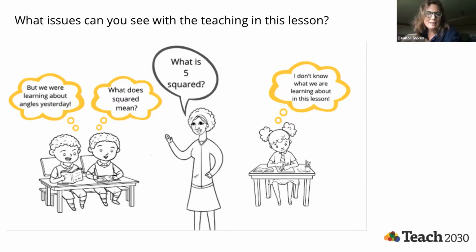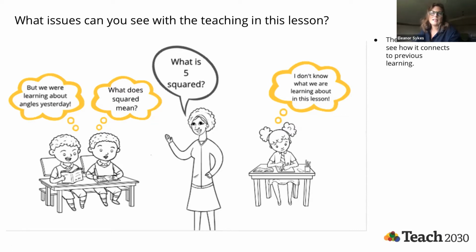But we were learning about angles yesterday. So the learners cannot see how it's connected the previous day's learning to today's learning. What does squared mean? They simply don't have the knowledge that they need to understand that question. They don't know what the word squared actually means. So how can they possibly answer the question? And the third child: I don't actually know what we're learning about in this lesson. I don't know what the purpose of the lesson is.